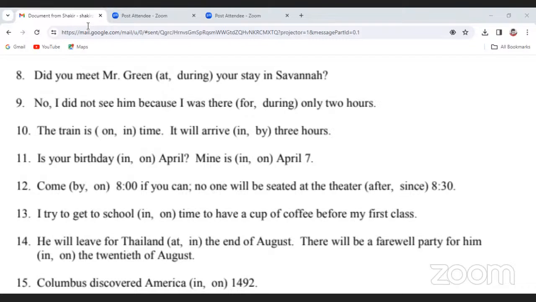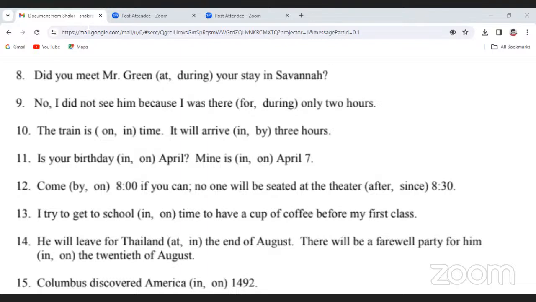Number 12. Come dash 8 if you can. No one will be seated at the theater dash 8:30. Come by 8 if you can. No one will be seated at the theater after 8:30. By and after are the correct answers. Come by 8, not on 8. You people are answering on as a first option, but on is wrong. Come by 8.